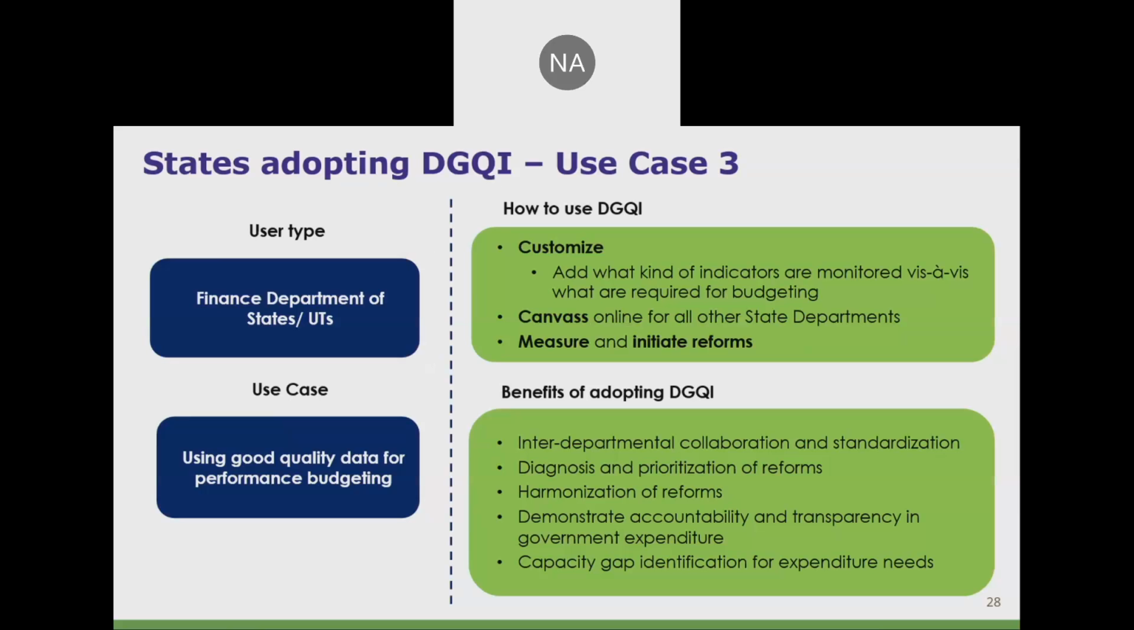a monitoring framework, which is published as part of the union budget each year and is utilized also for periodic reviews at the highest levels within the government of India. But such performance data for budgeting is still a struggle at the state level.